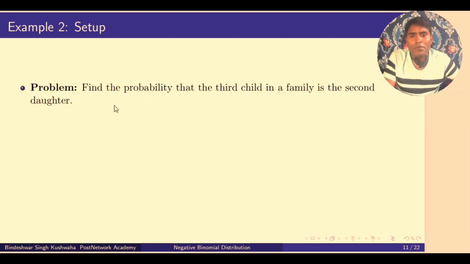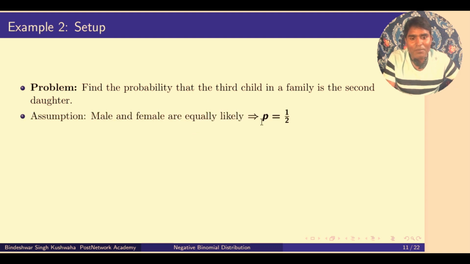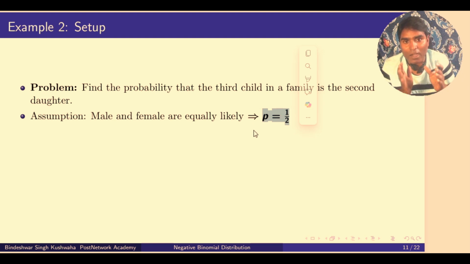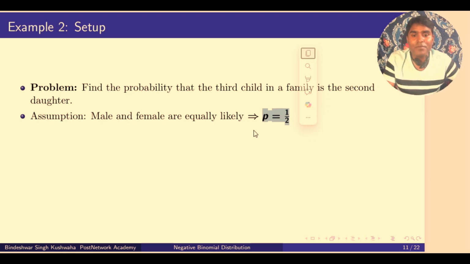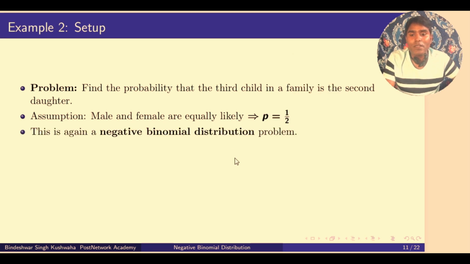Now example 2: find the probability that the third child in a family is his second daughter. Here again p is half, because there is a half probability of a boy and a half of a daughter. So the probability is half, 1 upon 2. Now this is again a negative binomial distribution problem, and we can model it using the negative binomial distribution.